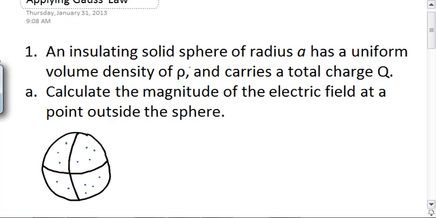So this is the same symbol that we use for mass density, okay? But this density is charge per volume, okay? So just think about it that way.